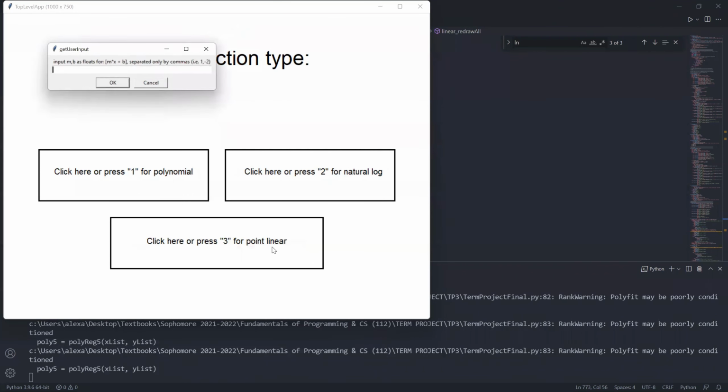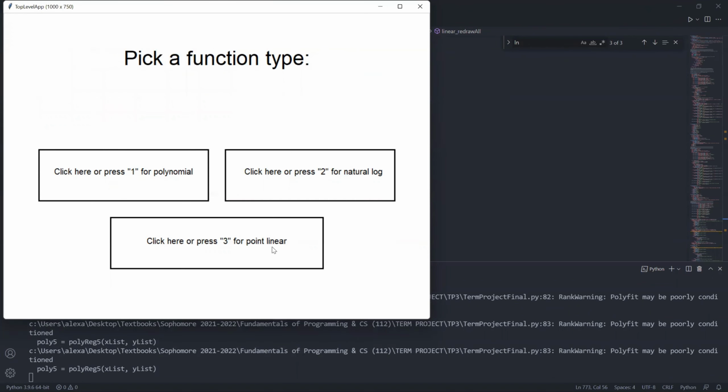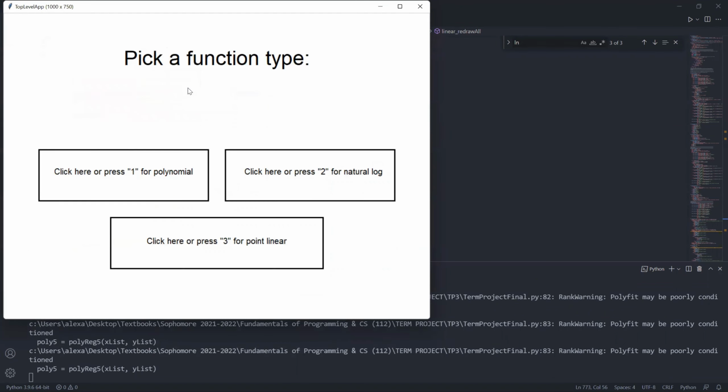For example, you can graph a linear function, like say 1/2 x, so 0.5 plus 1. And you can also graph other function families. Let's say you can do a natural log of a polynomial, and you type in the coefficients like 3, 0.5, and 2. And it will graph that for you.